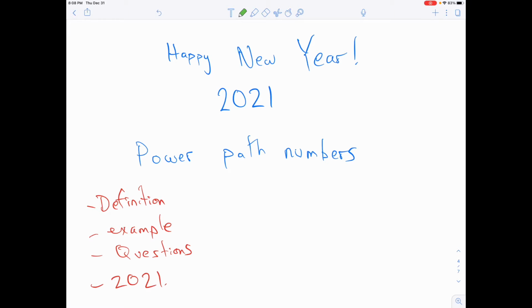I decided to look for a property of 2021, which was quite arbitrary, and see if I could make up a definition. I'm going to define power path numbers, try to make up a couple of questions about power path numbers, and then my excuse for talking about this is just the fact that 2021 is a power path number.